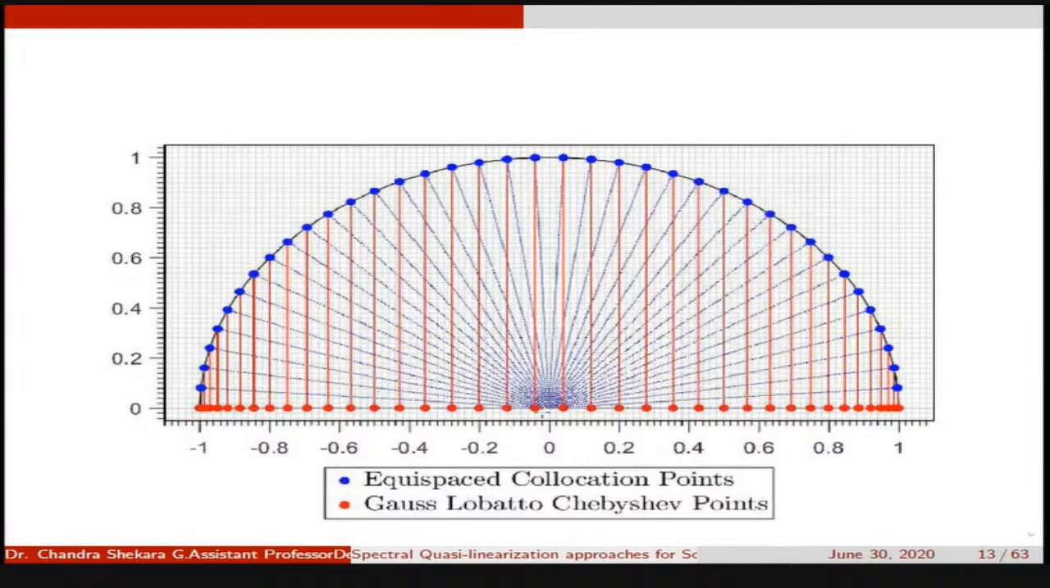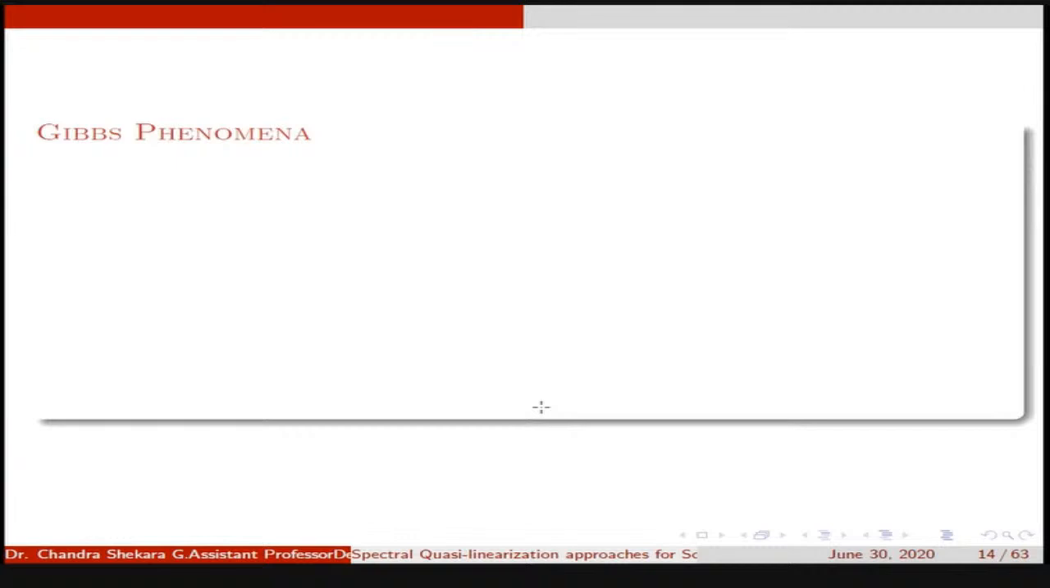The other important point about these collocation points is that they are symmetric about zero. About the line x equal to zero, the points on the left side and right side are symmetric. Therefore, whenever a fluid mechanics problem has symmetry, these points play a very important role, and if you apply this method to problems having symmetry, it will give more accurate solutions. And why we require this type of discretization is because of the following phenomena.